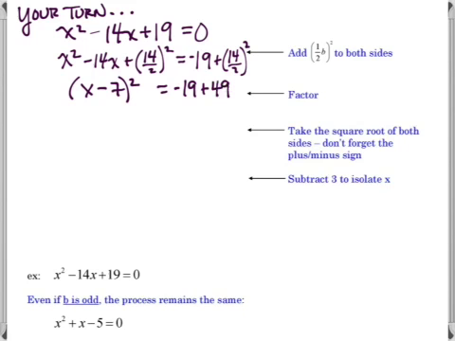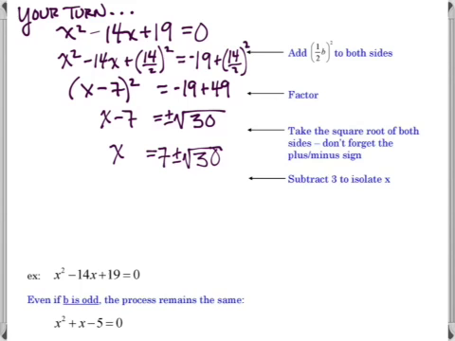That gives me, and if I put 49 on one side, and I wrote it a little bit weird because what we're really doing is we're taking, each time, half of this value, which we call b, and I'm squaring it. Right? So I do it to one side, I do it to the other. And now I just simplify. So negative 19 plus 49 is 30. I take the square root of that, and then I add 7.